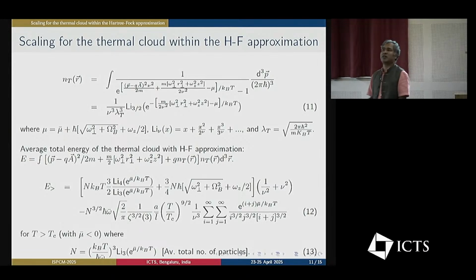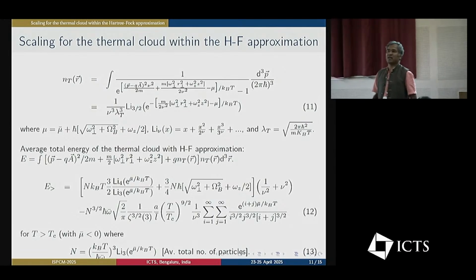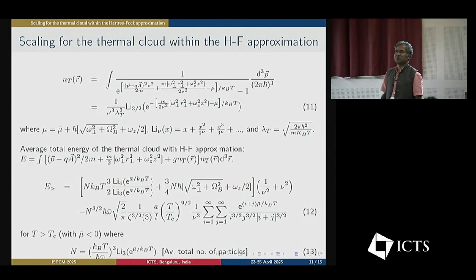so that for attractive interaction, the number density at the center of the trap increases. So it increases like this. Li is the polylog function, and this is the Hartree-Fock energy functional near around Tc.